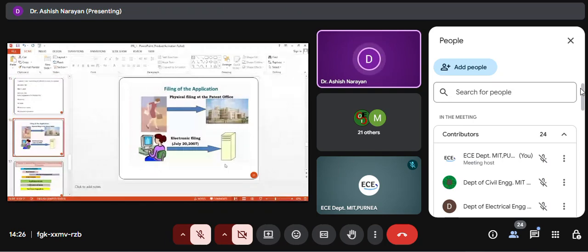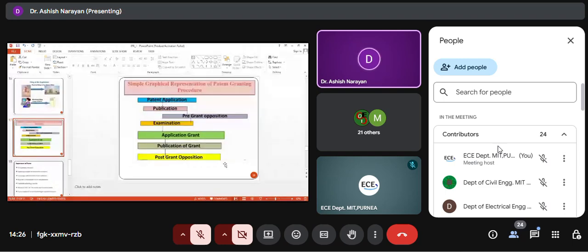So you have to file your patent in a physical mode also or electronic mode also, like fill the online form, all the detail whatever they want by the site information. You have to fill all the detail for filing the patent.